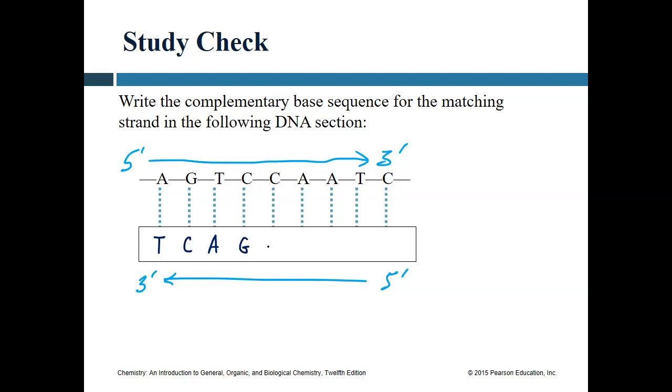And the C? G. And the A? T. And the A? T. And the T? A. And the C? G. So that would be the complementary strand. And again, we would read that strand backwards, right to left.